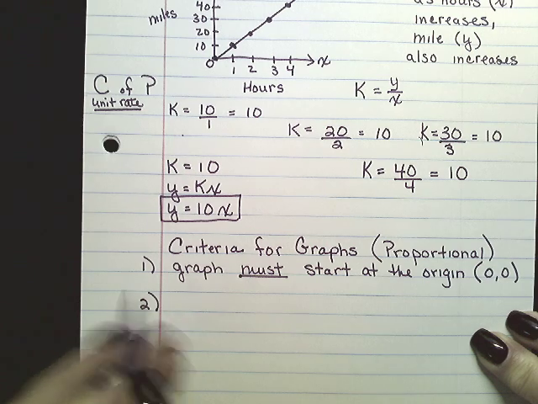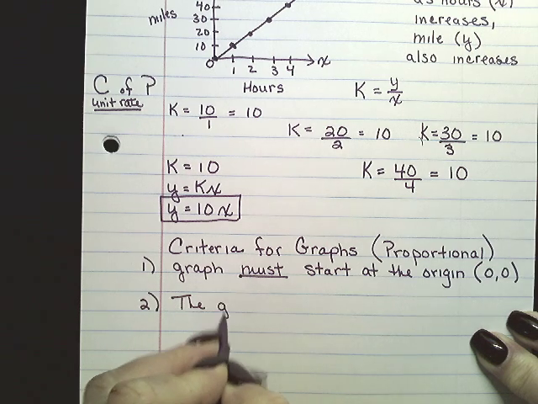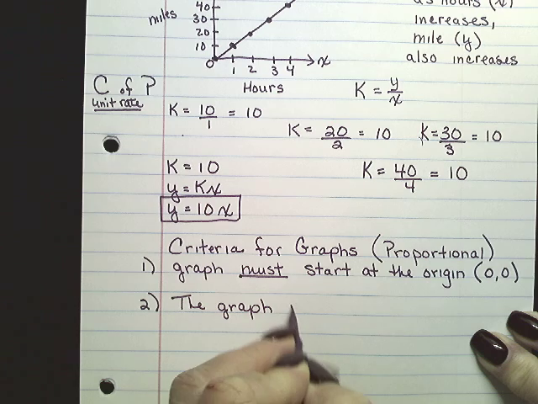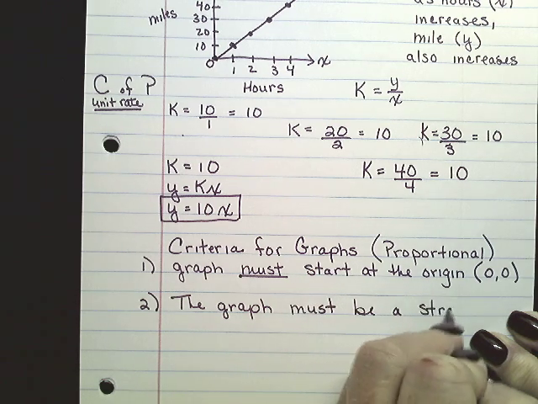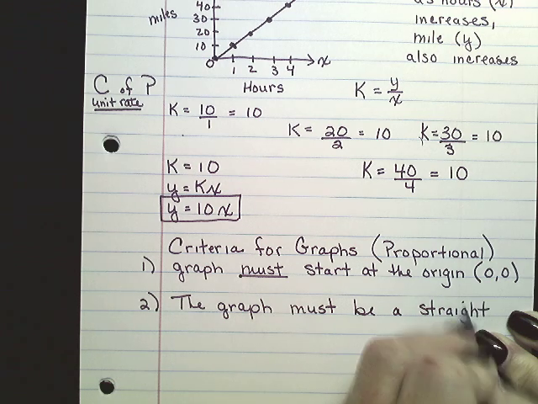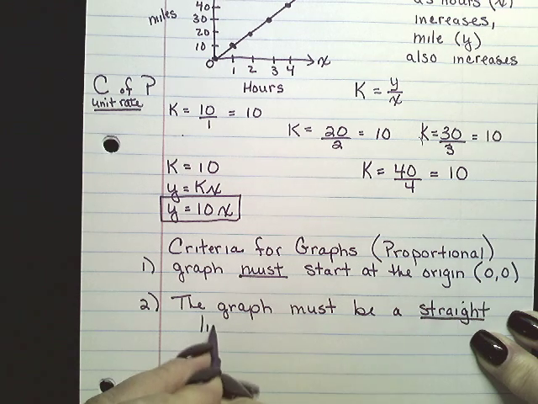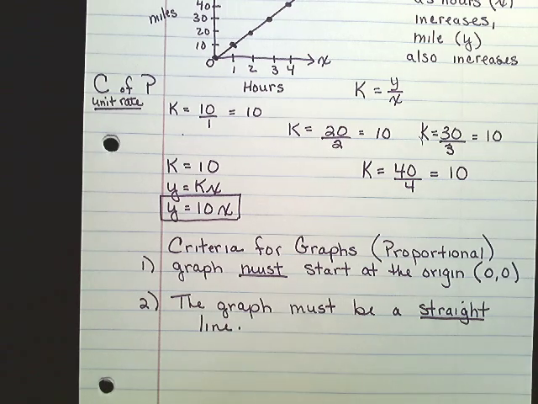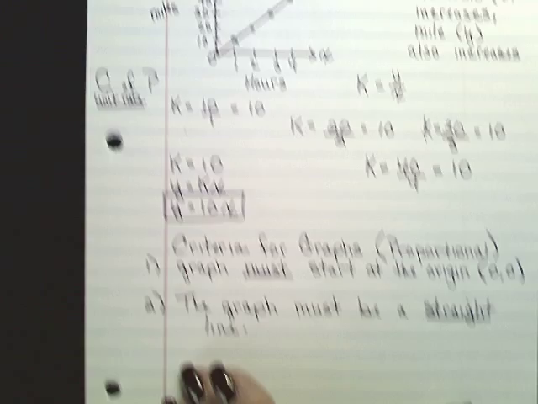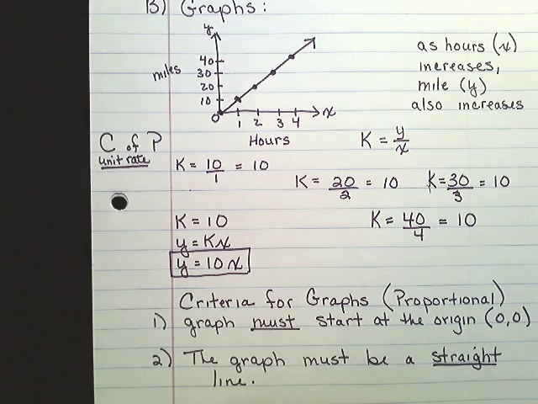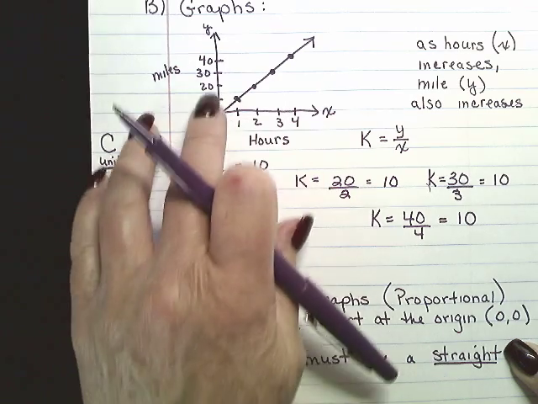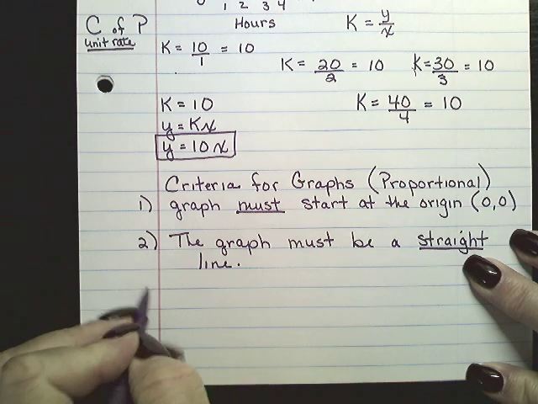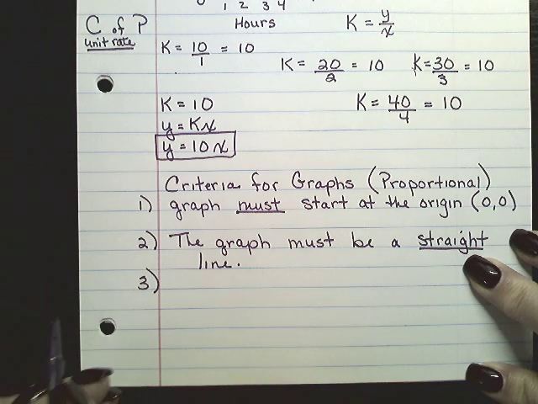Number 2, the graph must be a straight line. And it is. Okay, it's a straight line. Our graph is increasing as x increases, my hours, so do the miles. It is a straight line, and it's a straight line because it has the same constant of proportionality.